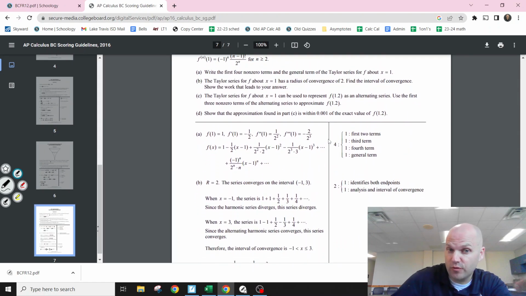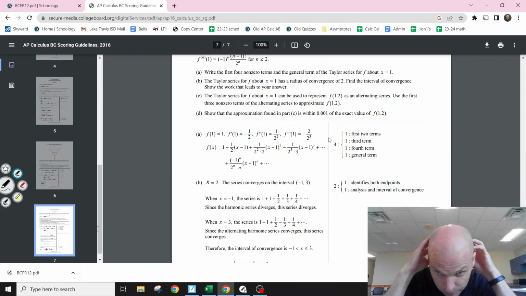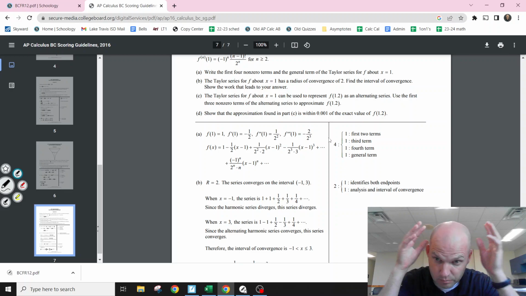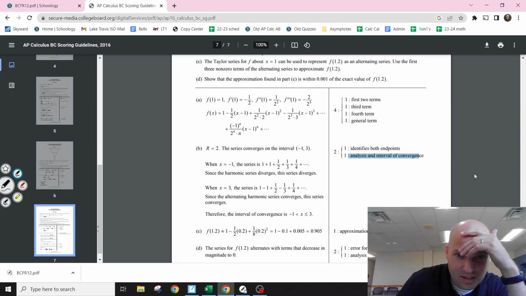Look at that, 4 points for part A. That's not bad, and it's important to see that. 4 points for the easy part. Part B, the hard part. Identifies both endpoints. That's worth 1 point. Getting this extra point, that's tough.